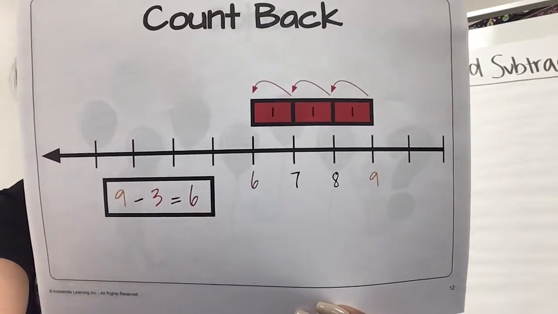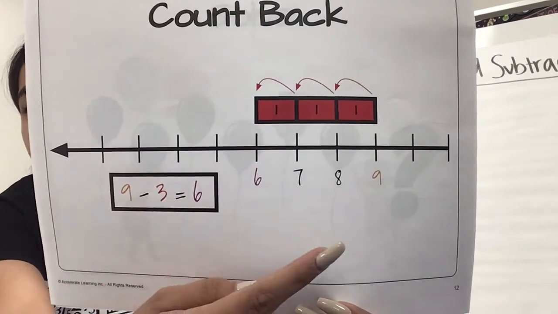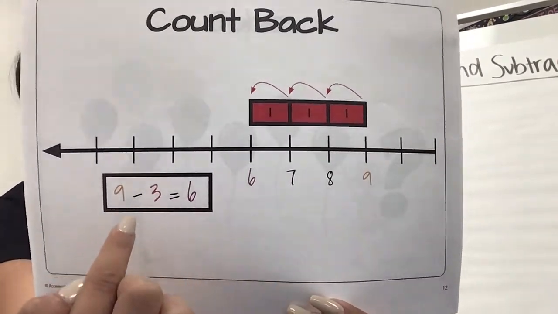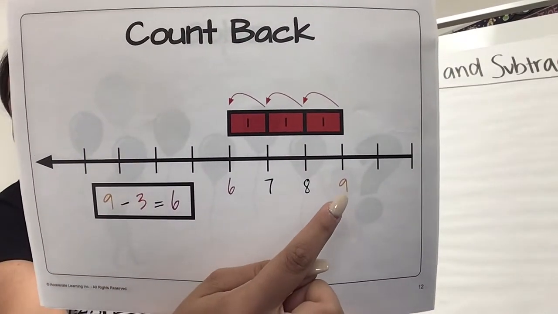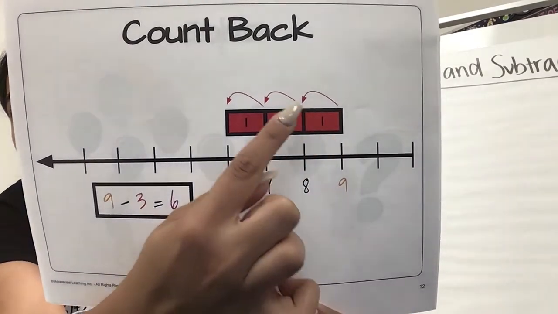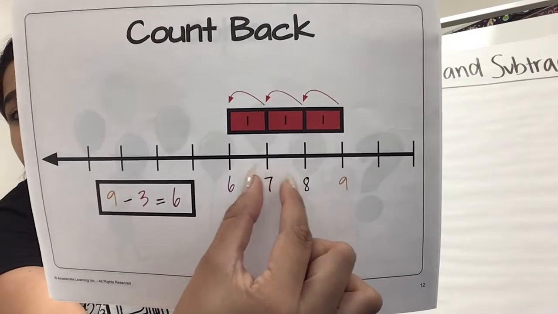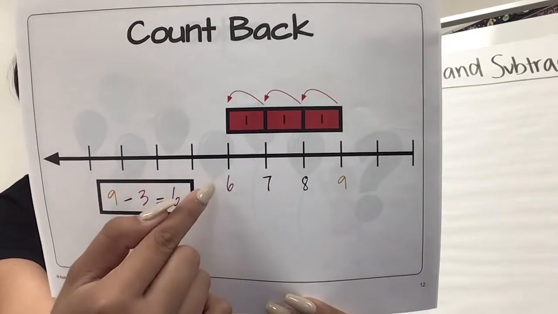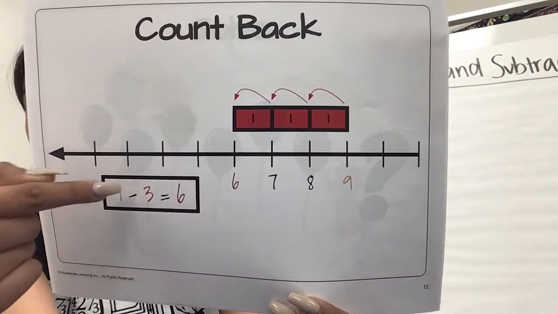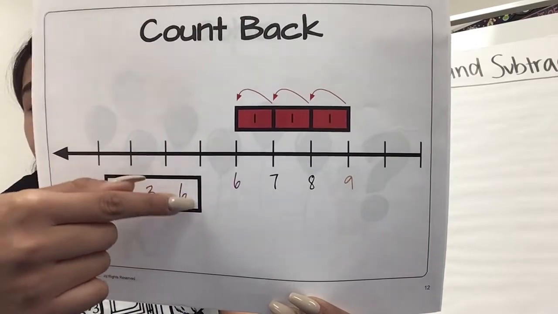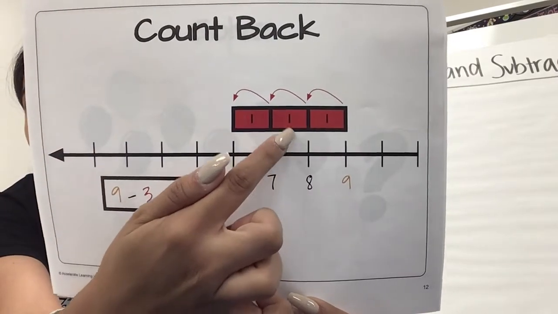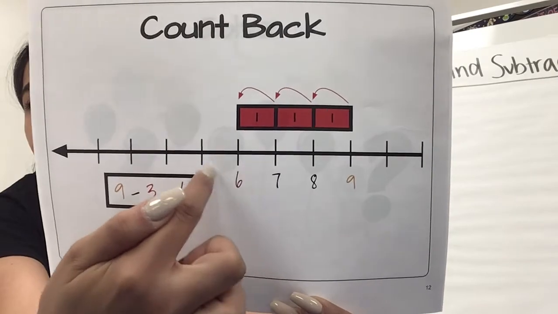Count back. Same thing, but you just use the numbers for an equation. So you start at the number 9 and you count backwards 1, 2, 3 boxes, and you land on the number 6. So 9 minus 3 equals 6. Because when you count back 3, you land on the number 6.